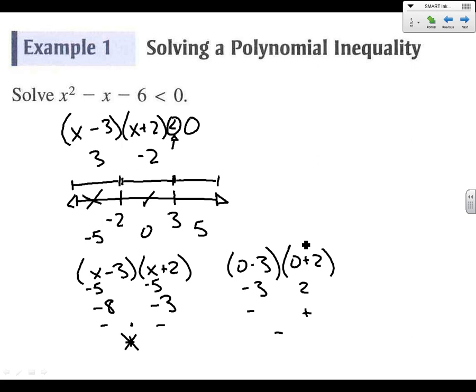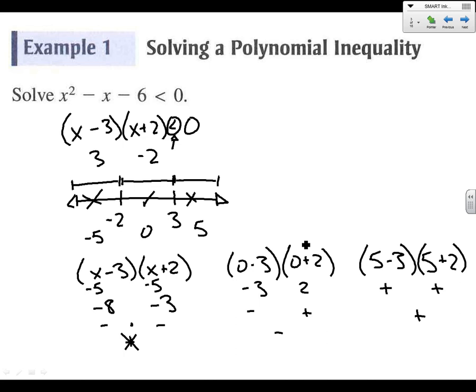And for our last region, 5 minus 3 is positive. I'm not even going to put the number, I'm just going to put whether it's positive or negative. And 5 plus 2 is also positive. Positive times a positive is a positive, and that is not less than 0 either. So we don't like that region.